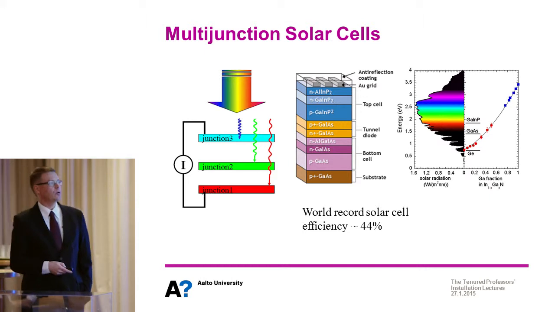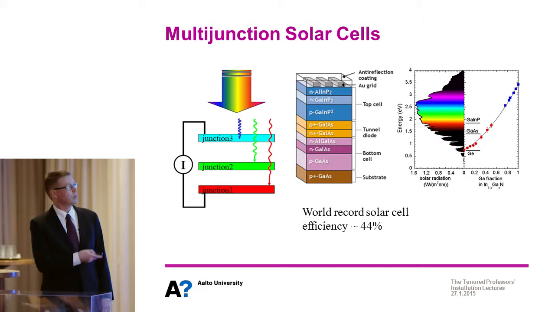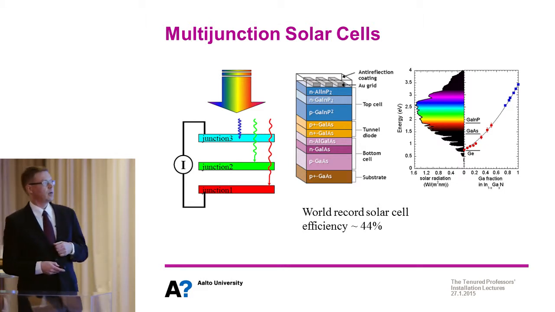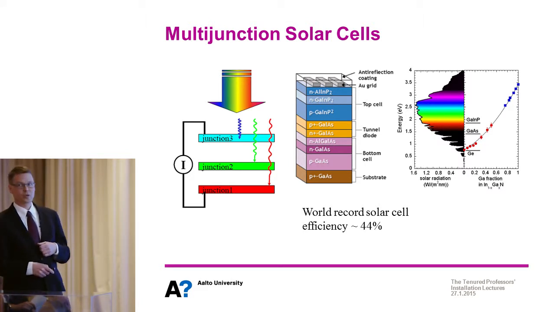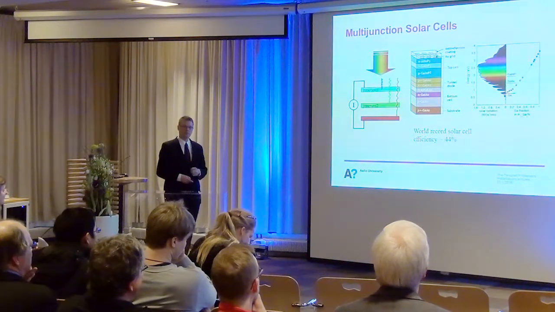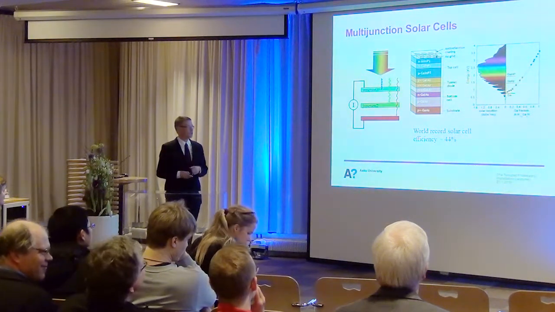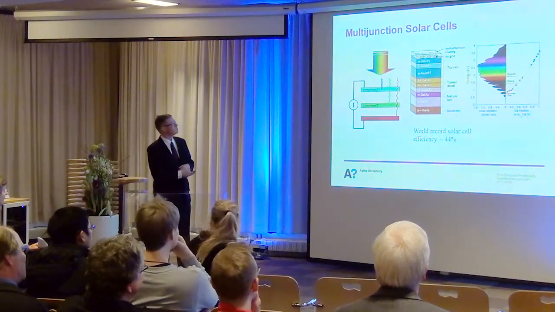And with these technologies also the best solar cells can be made by having for each color of light a different junction to absorb that light, and the latest world records are around 44%. These kind of multi-junction solar cells are used in space and in concentrators, where you concentrate sunlight with mirrors into these supercells.